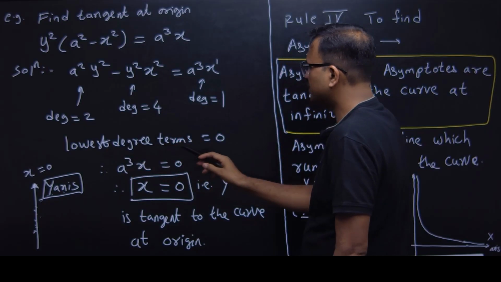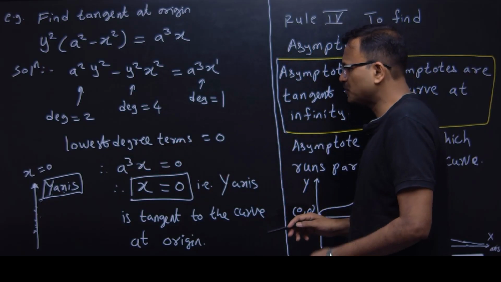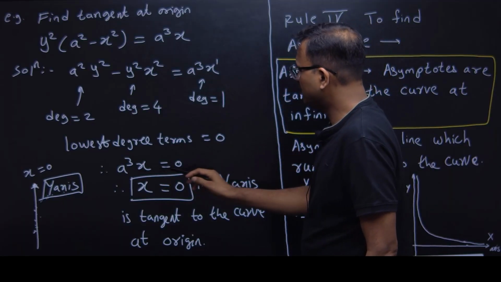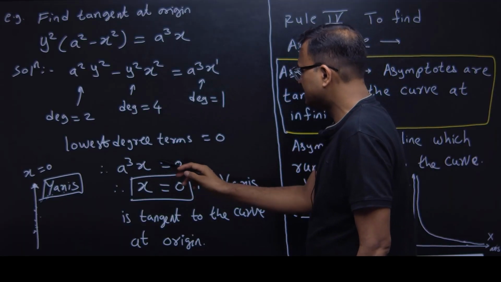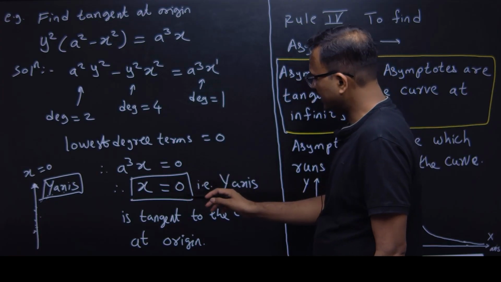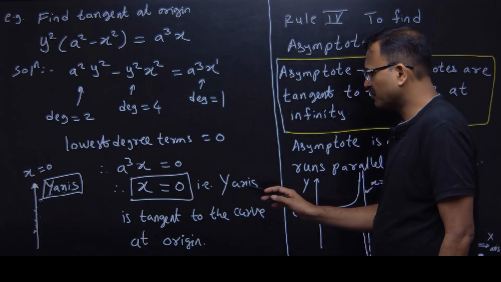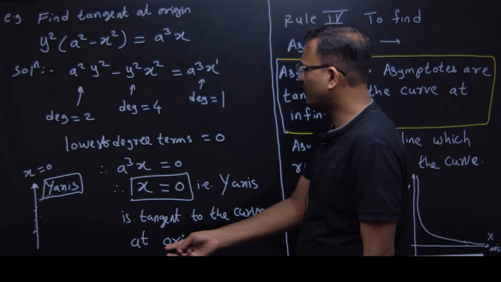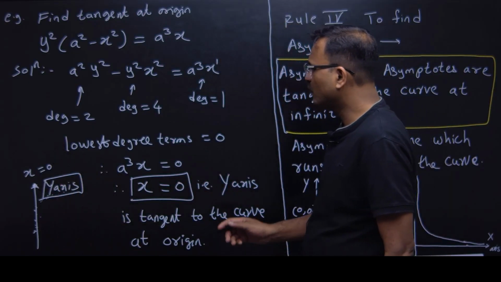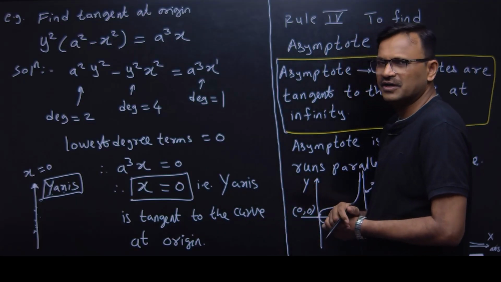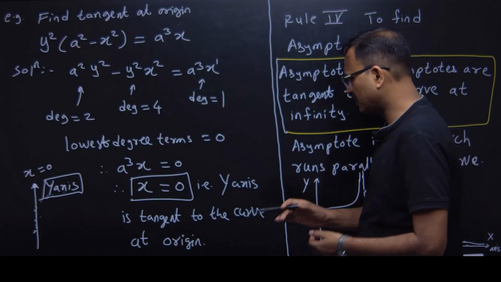We equate the lowest degree term with 0 to find tangent at origin. If we equate a cube x with 0, we'll get x is 0 upon a cube, that is 0. So we get x is 0. X is 0 is, remember, the equation of y-axis. So in this case, y-axis, x is 0, will be tangent to the curve at origin. So that is the tangent at origin.